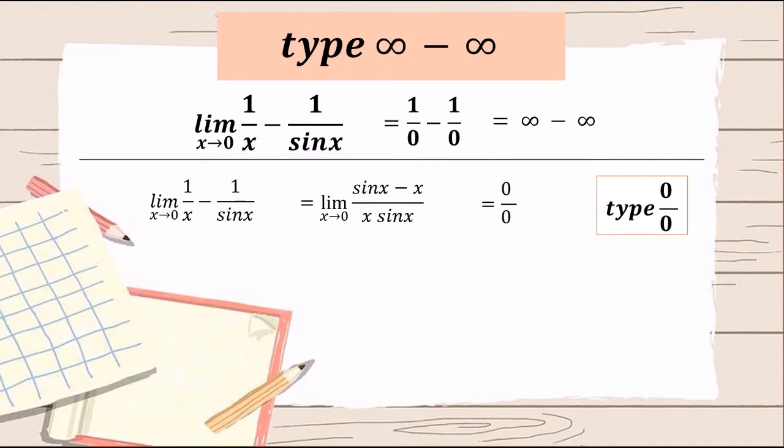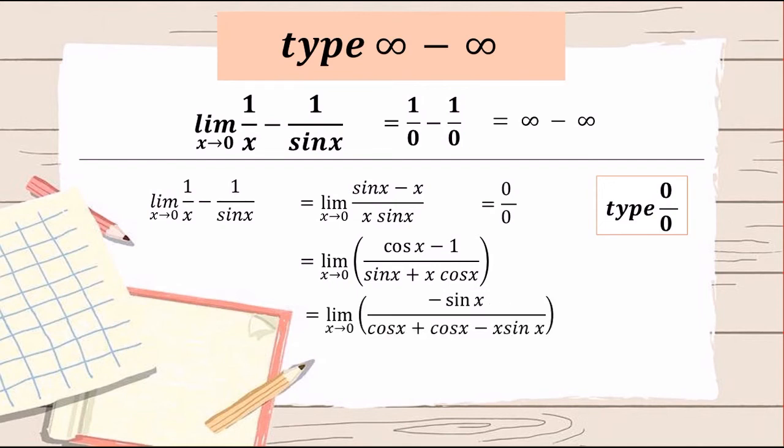The derivative of sine x minus x is cosine x minus 1, and the derivative of x sine x is sine x plus x times cosine x. We won't stop here because it still results in the indeterminate form 0 over 0, so we need to use L'Hospital's rule twice. The derivative of cosine x minus 1 is negative sine x. The derivative of the denominator is cosine x plus cosine x minus x times sine x.